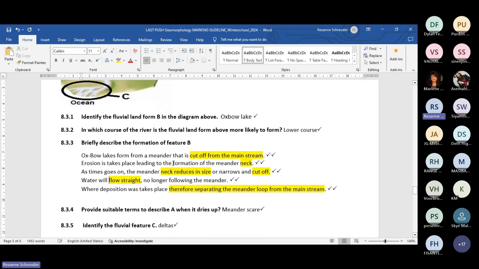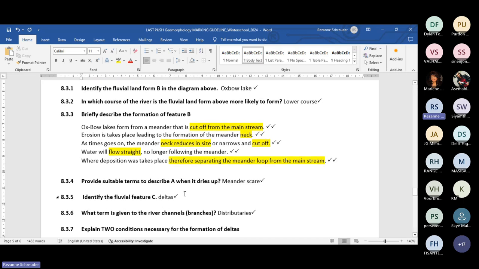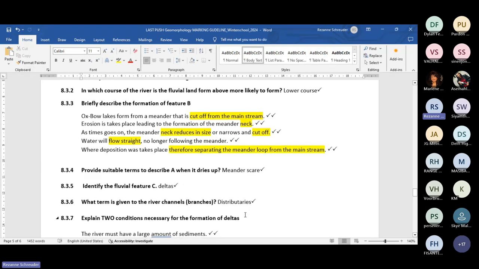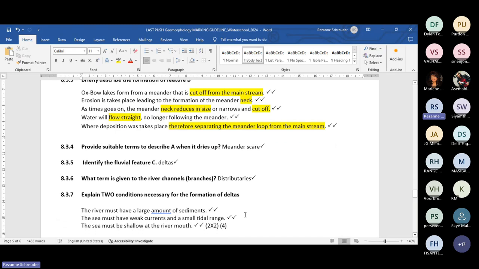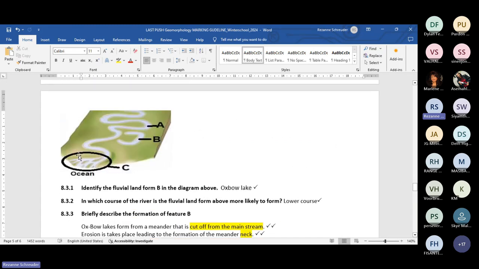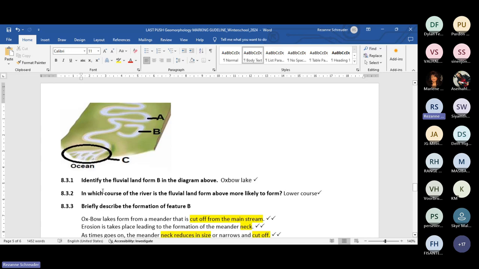Then identify the fluvial feature at C, that is our delta. And then what term is given to the river channels, the branches, distributaries, and then explain two conditions necessary for the formation of deltas. So very important, what do we have over here?